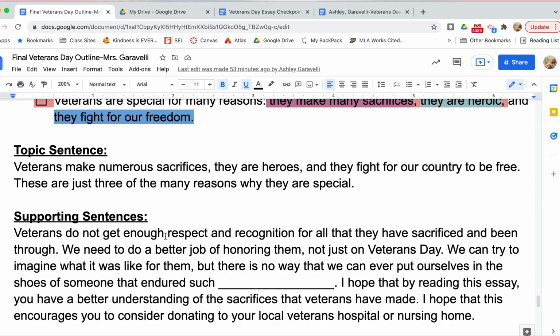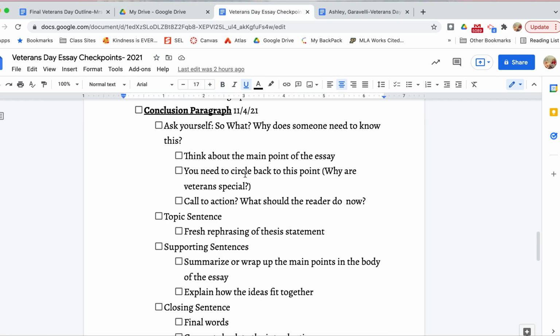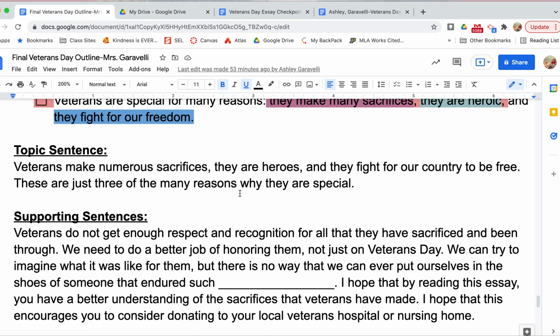So really think about that when you're writing your supporting sentences. So the first thing I would probably think about is, okay, what can they do? Because if I look at this right here, call to action, what should the reader do now? So if it's about veterans and why they're special, what can we do with that information?